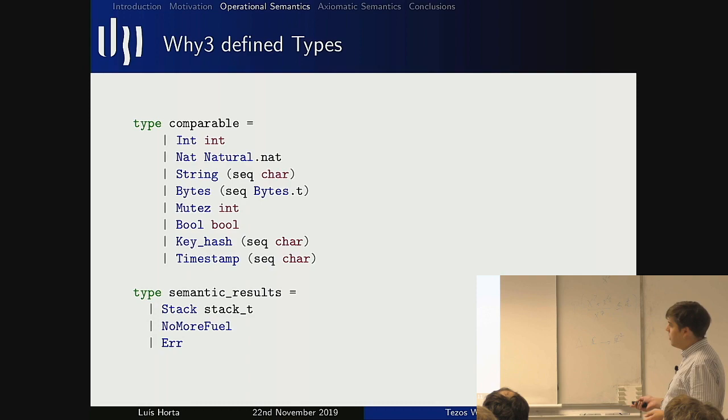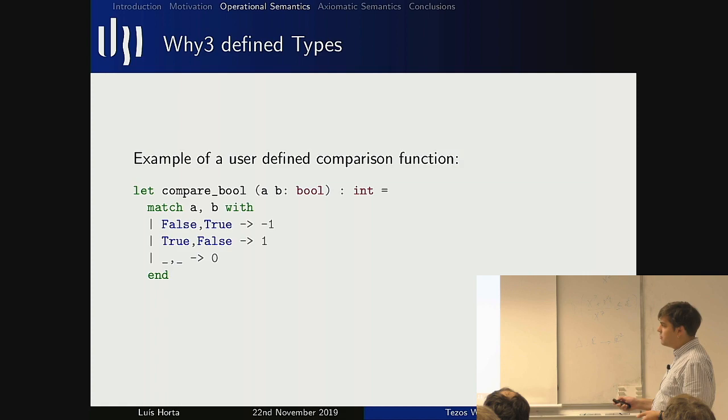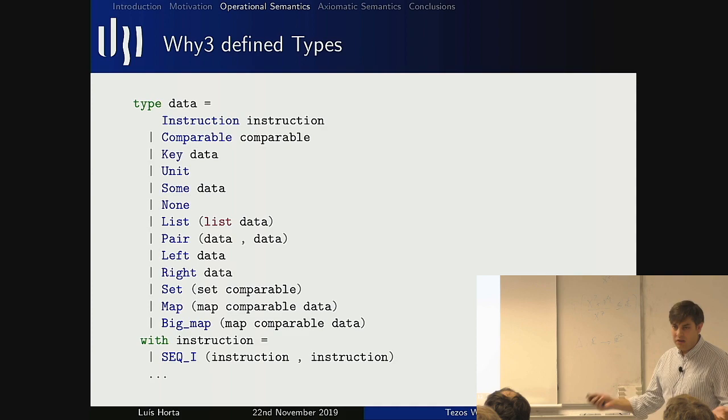So, according to the Michelson specification, all comparison functions must return an integer. So, yet again, we had to define those by ourselves. Here's another example of a comparison function, this time between two booleans. Pretty straightforward to understand. And then, as you all know, the Michelson stack only contains data or instructions, so we had to define our type data as shown here.